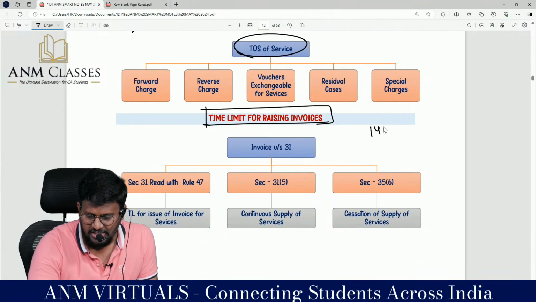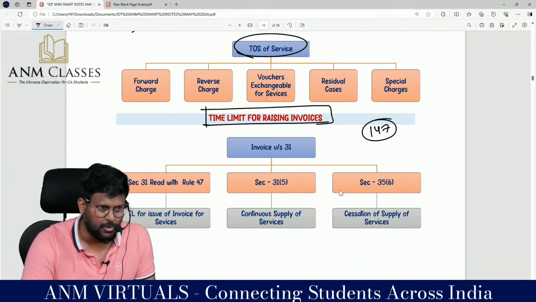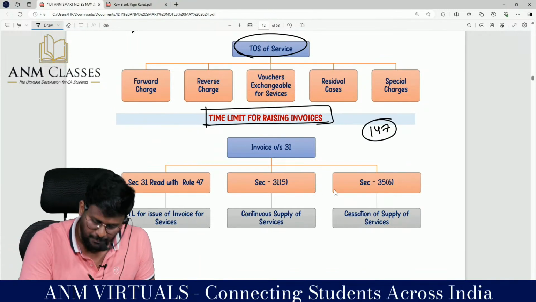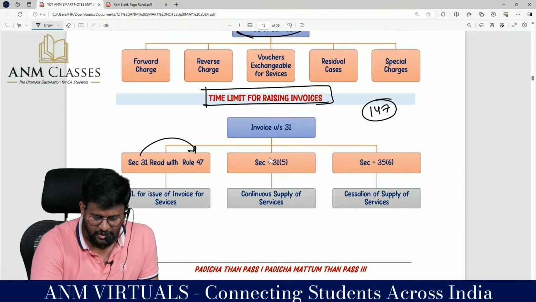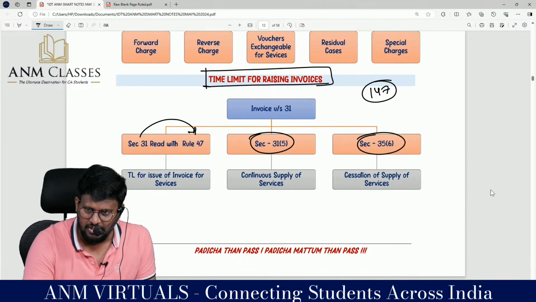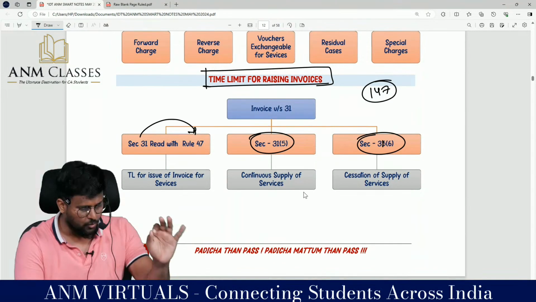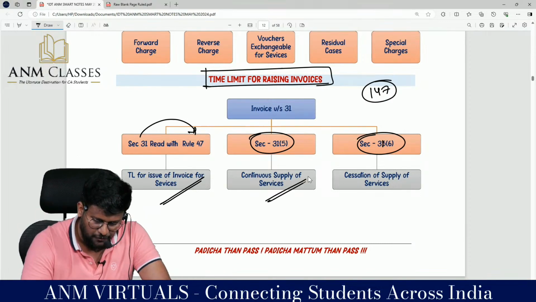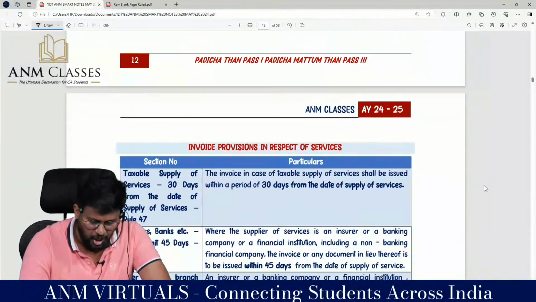Section 31 subsection 1 clause 1, 31 subsection 4, 31 subsection 7, 31 subsection 1 clause A, 31 subsection 1 clause B. Right. Then 31 read with rule 47, 31 subsection 5 and 31 subsection 6. Sir, what is 31 read with rule 47? Time limit for issue of invoice for services of. Yes, 31 subsection 5, continuous supply of. 31 subsection 6, cessation of supply of.